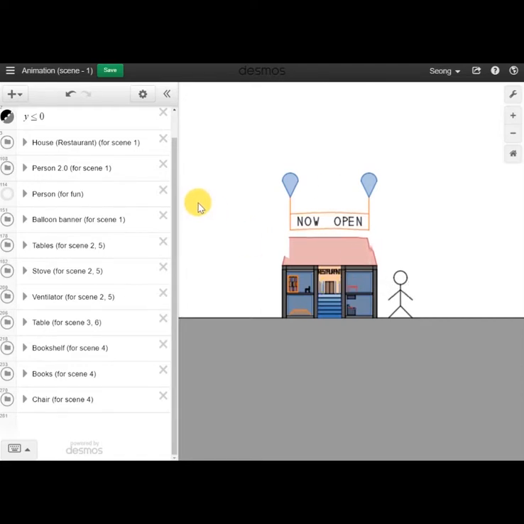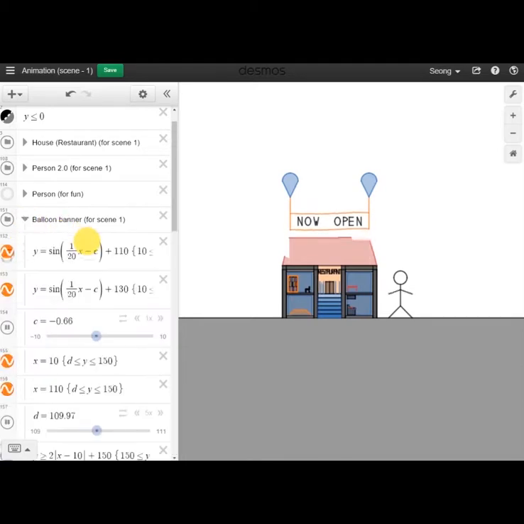For example, in the first scene, I use sine graph in the balloon banner. I set the domain of the sine graph to make this show from 10 to 110. Next, I set one of the sine graph 130 and the other sine graph 110 to vertically translate the equation and make it able to write the words now open.